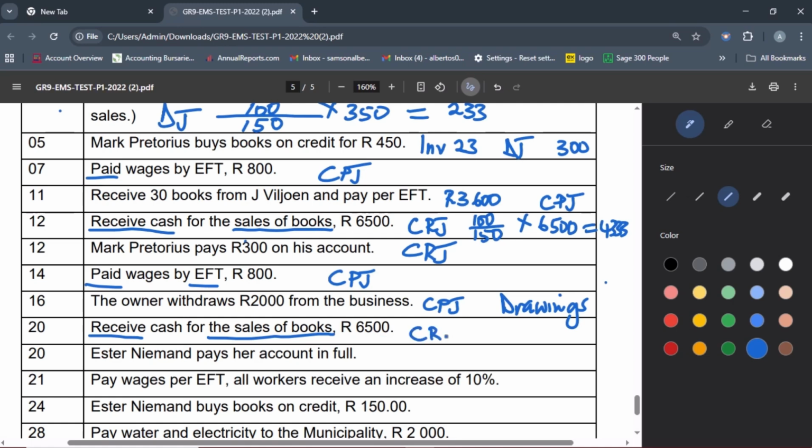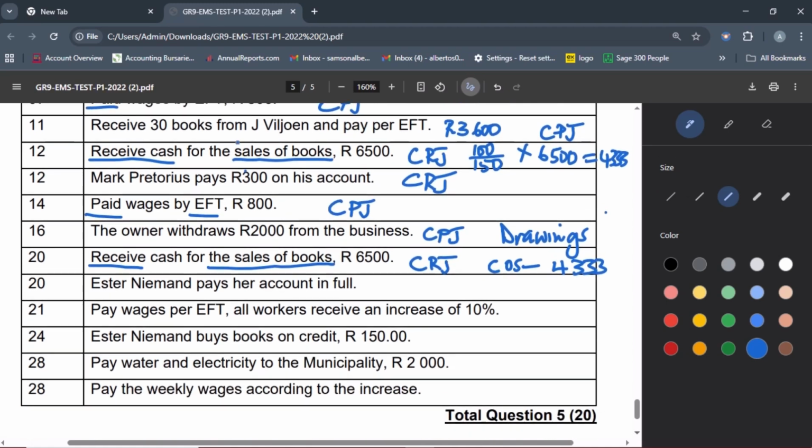So it is CRJ, and you calculate your cost of sales, and our cost of sales is 4,333, just like the previous transaction on day 12. Then on day 20, Esther Nyman pays her account in full.